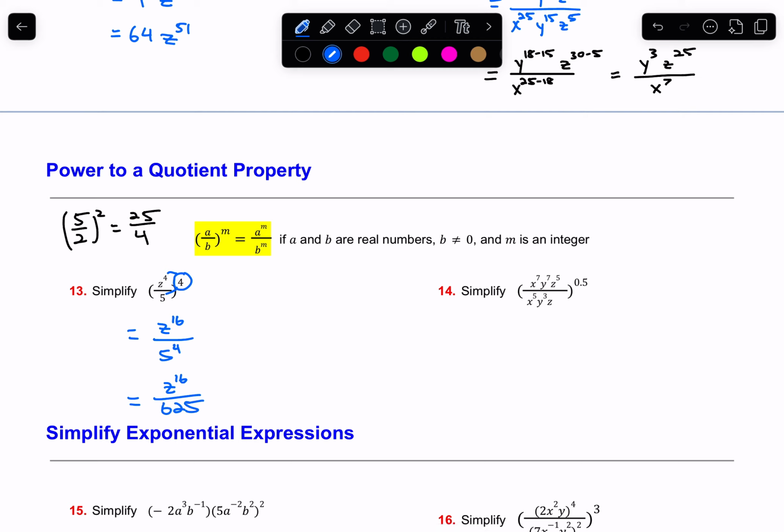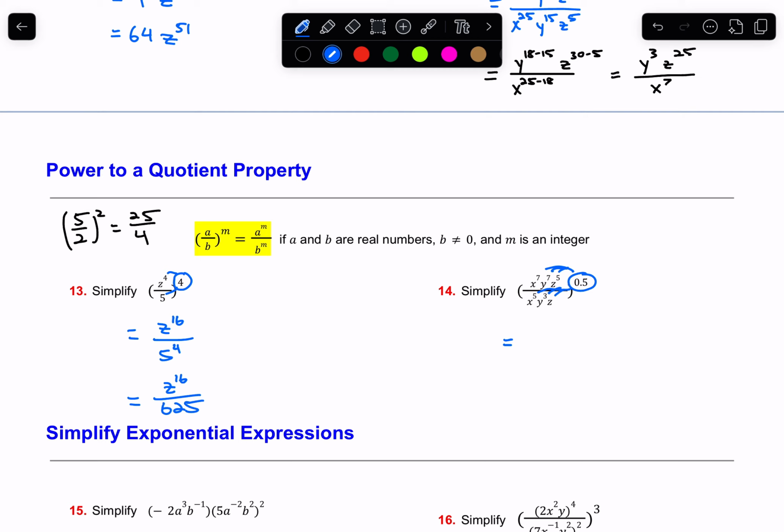Okay, number 14 is just meant to scare you. I have a 0.5 on the outside. Ooh, scary, but we know how to multiply by decimals. So no big deal. We can distribute this 0.5 to all three things on top and to all three things on bottom. And this is no issue for us, okay? We just multiply by 0.5. We could also think of it as 1/2 if we prefer fractions to decimals. Either way. On top.